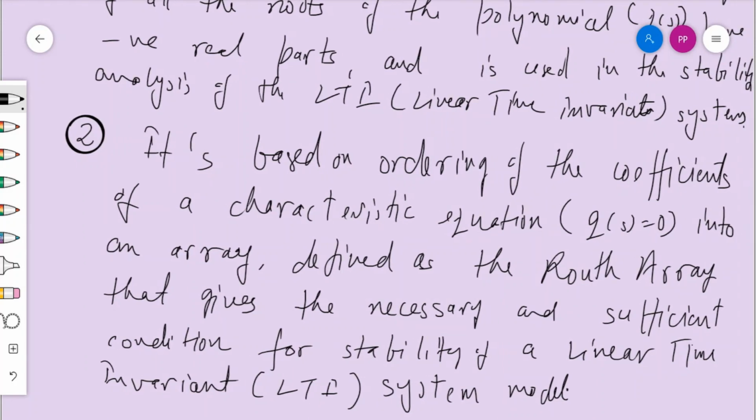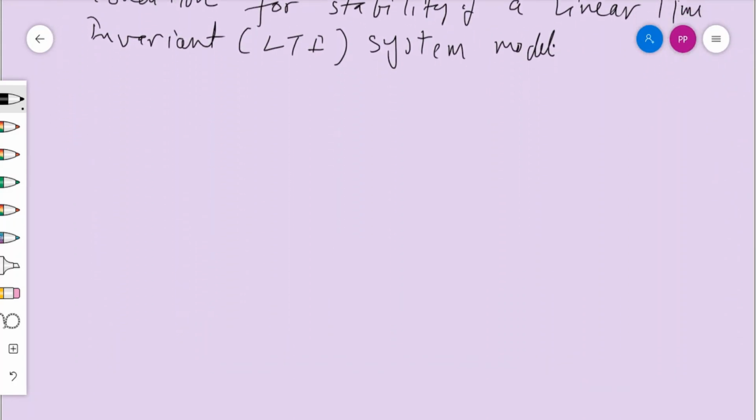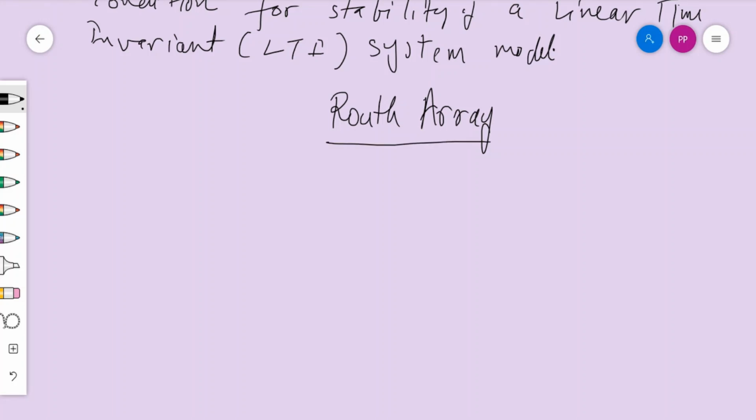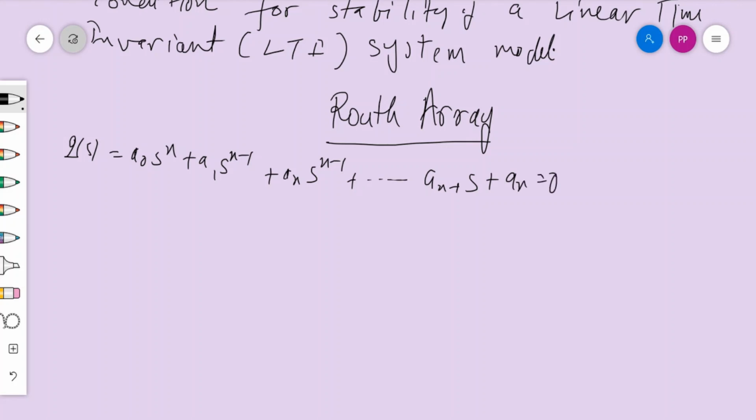So let us form the Routh array. How can we form it? Because we got the characteristic equation as Q(s) equal to a0 s power n plus a1 s power n minus 1 plus a2 s power n minus 2 up to a(n minus 1) s plus an equal to 0. So for this I have to form an array like this.